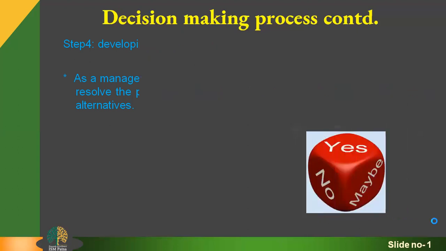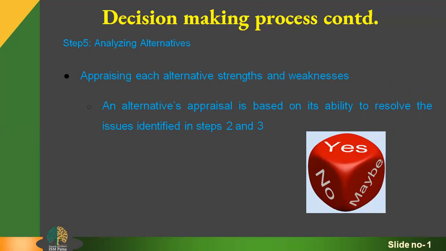So the next step, step number 5, is analyzing the alternative. Analyzing the alternative means appraising each alternative's strengths and weaknesses. An alternative's appraisal is based on its ability to resolve the issue identified in steps 2 and 3, as we have discussed already. On the basis of those points discussed in steps 2 and 3, these alternatives will be given some weightage, some score.